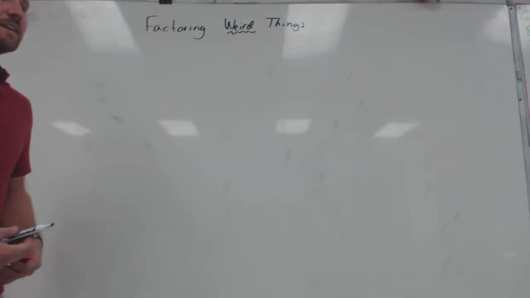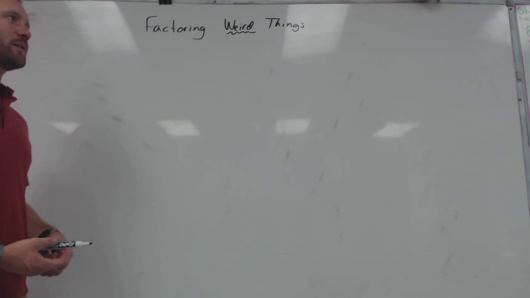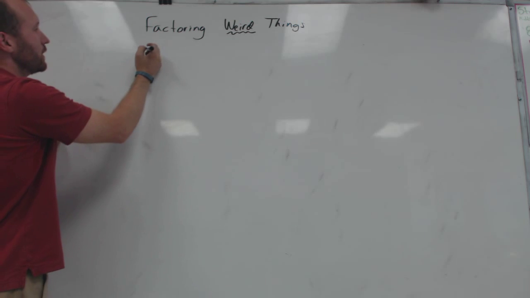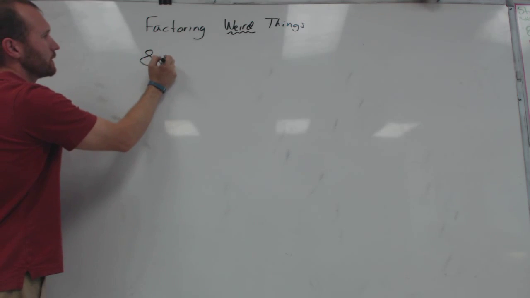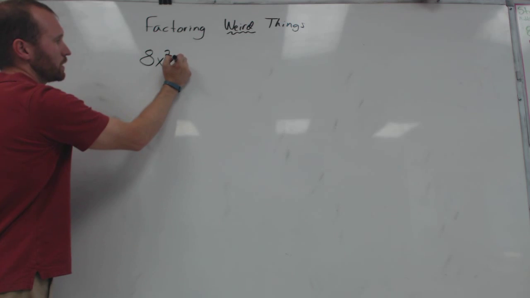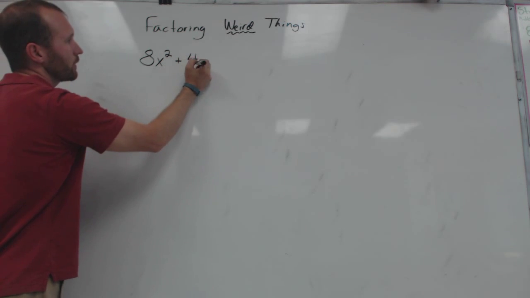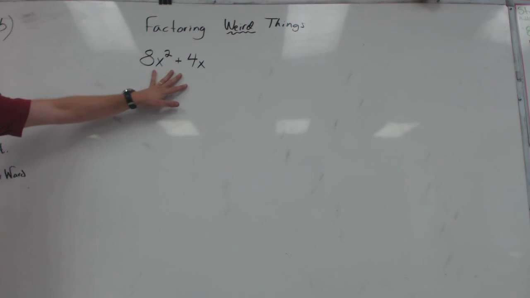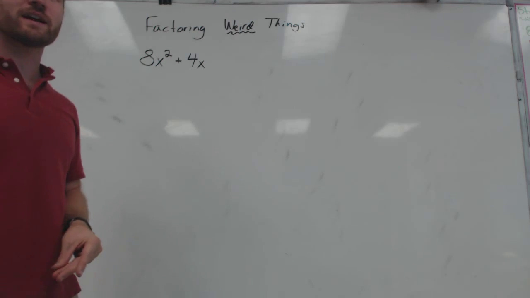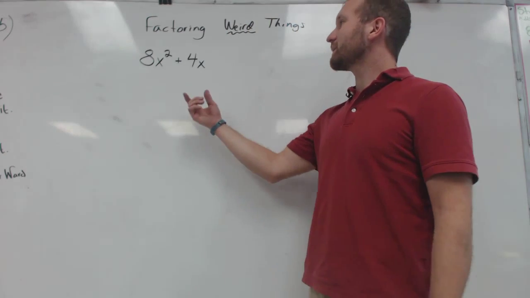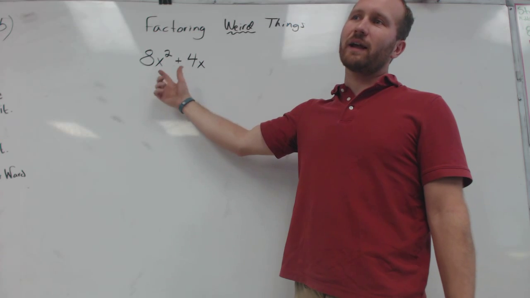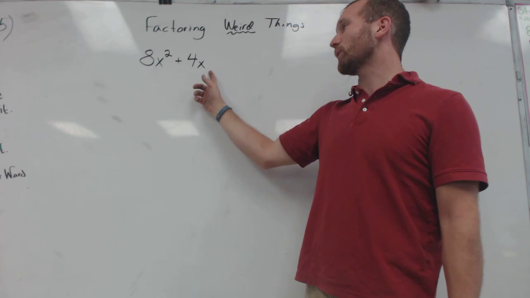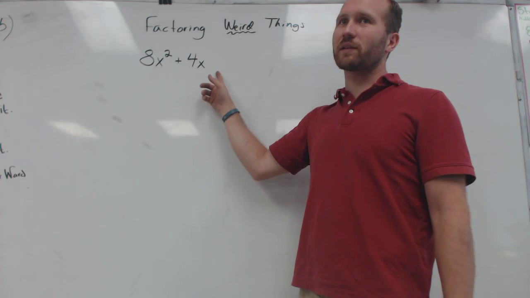Factoring weird things. Okay, let's start off with something that you guys probably can all factor. This is a quadratic, but it's not a trinomial. 8x squared plus 4x. This is a weird thing, according to my very technical terminology, because it does not follow the form ax squared plus bx plus c. Well, actually it does. It's just that c is 0 here. So this is kind of the least weird of the things that we're going to look at.